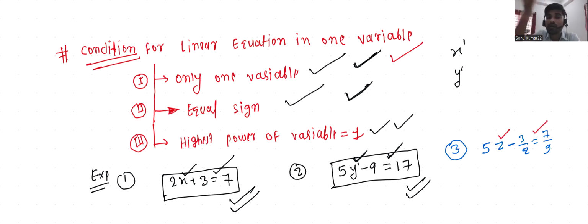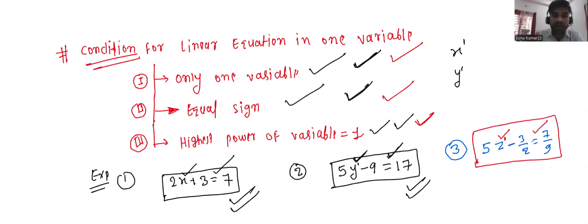Now, talking about the highest power of the variable: the highest power of the variable z is z raised to 1. Yes, we can say the highest power of the variable is 1. So we can say this is also a linear equation in one variable. Now we are able to understand what is meant by a linear equation in one variable. An equation consisting of one variable where the highest power of the variable is 1 is called a linear equation in one variable.